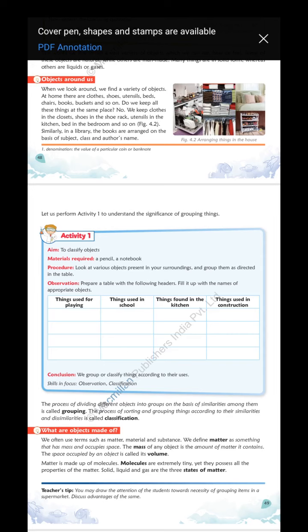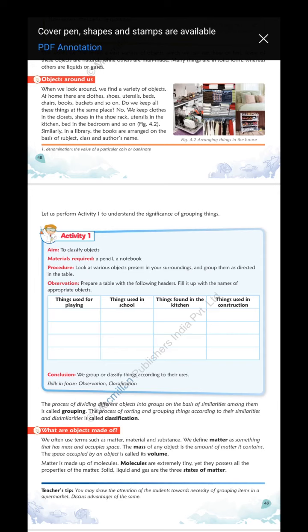Suppose there are 6 people in your class, and among those 6 people, 3 are girls and 3 are boys. In that manner we have to classify. There we have to collect both similarities and dissimilarities. Classification is based on similarities and dissimilarities, and grouping is according to similarities only.